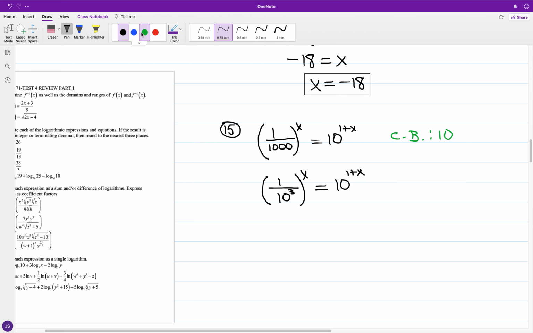Just a reminder, taking the inverse property, if you have a base a to the negative x, that's going to be the same as the reciprocal of a to the positive x. And guess what? I have the reciprocal of 10 to the positive 3. If I rewrite in terms of base 10 in direct terms, the reciprocal of 10 to the third is going to be 10 raised to the negative 3.